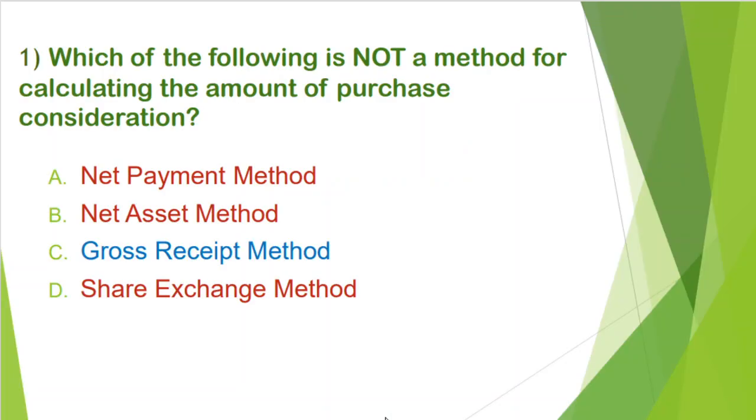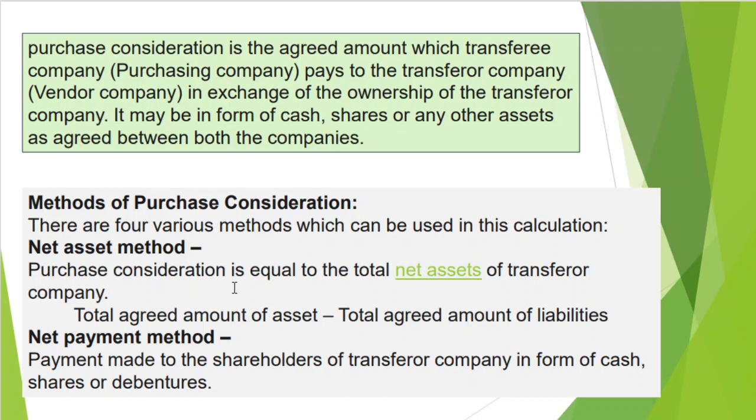First question. Which of the following is not a method for calculating the amount of purchase consideration? Four options are given. First one, net payment method, then net asset method, gross receipt method, and share exchange method. These are the four options given. So the answer is gross receipt method. We can see the explanation.